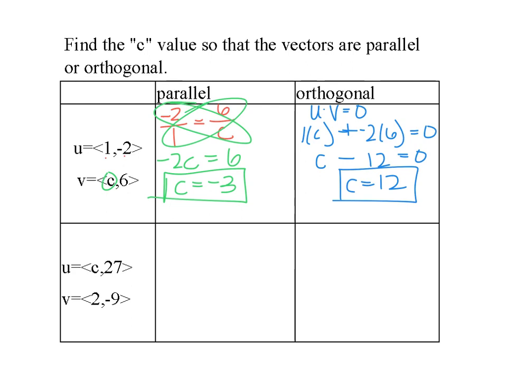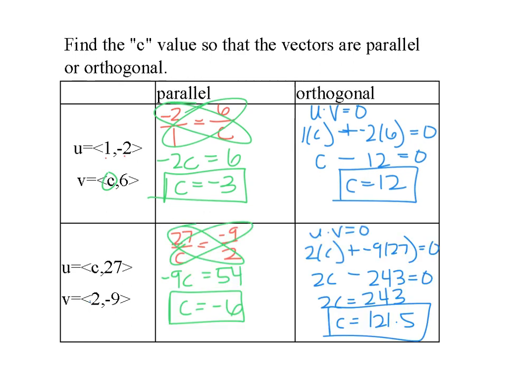So kind of like we've been doing, pause here and see if you can go through using this next set of vectors. What would c have to be equal to be parallel? What would c have to be equal to be orthogonal? All right, so for those vectors to be parallel, c would have to equal negative 6. You can see the work that I went through there. And then to be orthogonal, c would have to be 121.5. So if you felt like you were getting the wrong answer there, you weren't. We just haven't dealt with numbers that big, but they can be that big.